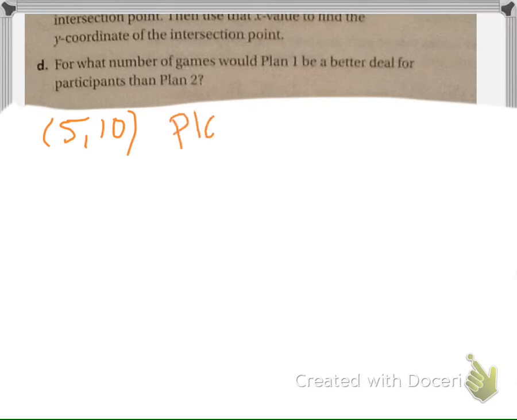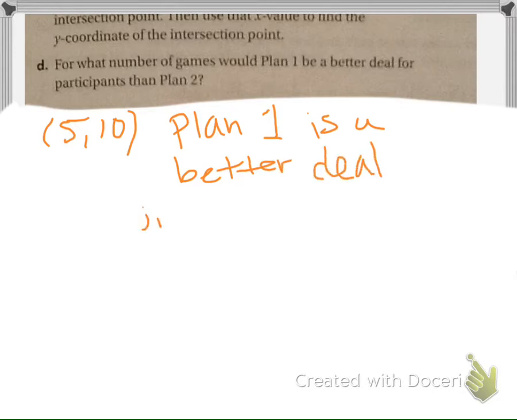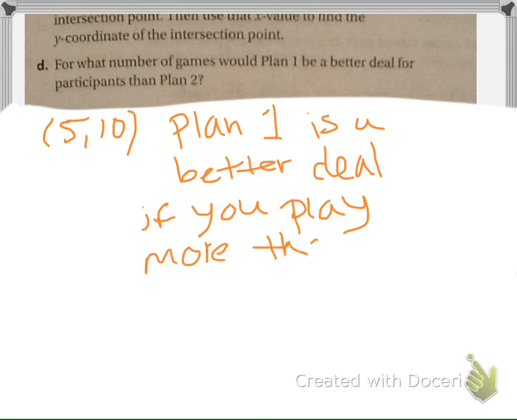So plan 1 is a better deal if you play more than 5 games.